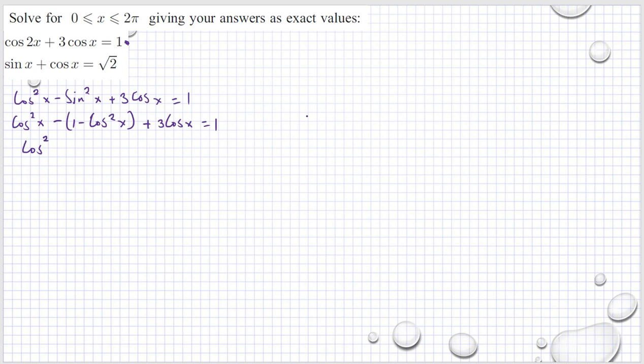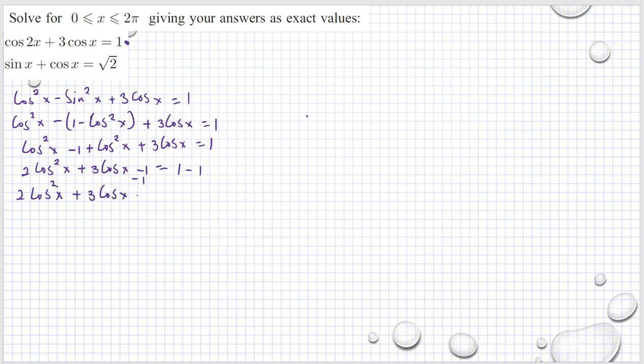Then we have cosine squared x minus 1 plus cosine squared x plus 3 cosine x is equal to 1. Then we have 2 cosine squared x plus 3 cosine x minus 1 is equal to 1. Subtracting both sides of the equation by 1, then we have 2 cosine squared x plus 3 cosine x minus 2 is equal to 0. And then, now we have 2 cosine x, and then we have cosine x. We need to have 4, which is negative, so we have plus 2 there, minus 1 there, so that we can get positive 3 cosine x. Okay, that is equal to 0.